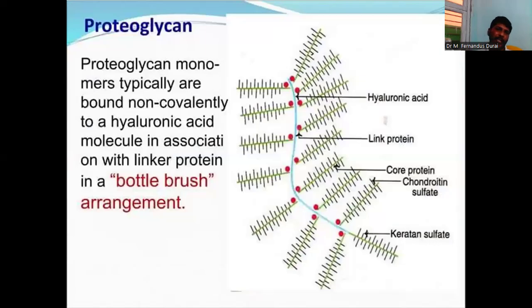This is the proteoglycans. The proteoglycan monomers typically are bound non-covalently to a hyaluronic acid molecule in association with linker protein in the bottle brush arrangement.